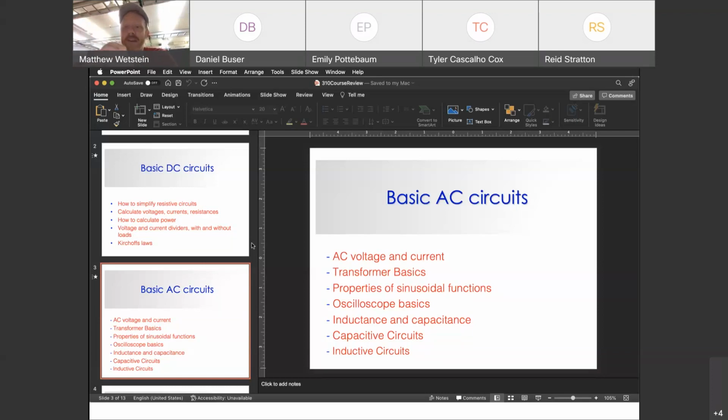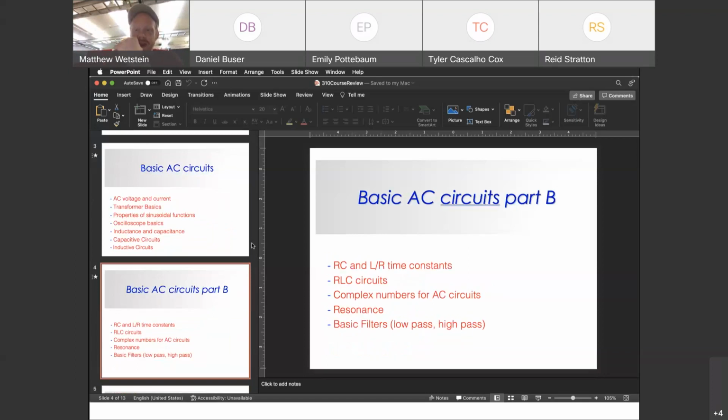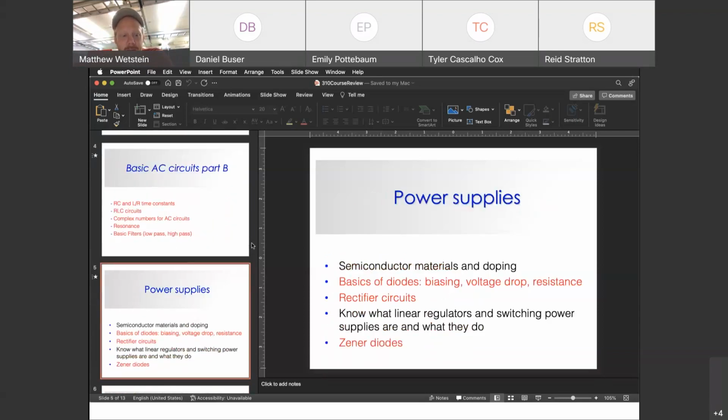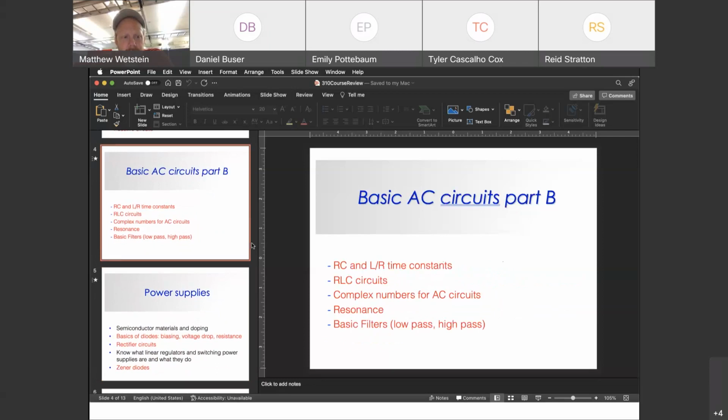Understanding how capacitive and inductive circuits work in AC, phase relationships, that sort of thing. RC and LR circuits and time constants. What happens when you combine capacitors and inductors, where you can get resonances and things of that sort. Basic filters, low pass and high pass. And if I didn't say it, complex numbers, understanding that relationship, so not only magnitude, but phase and how to combine components.